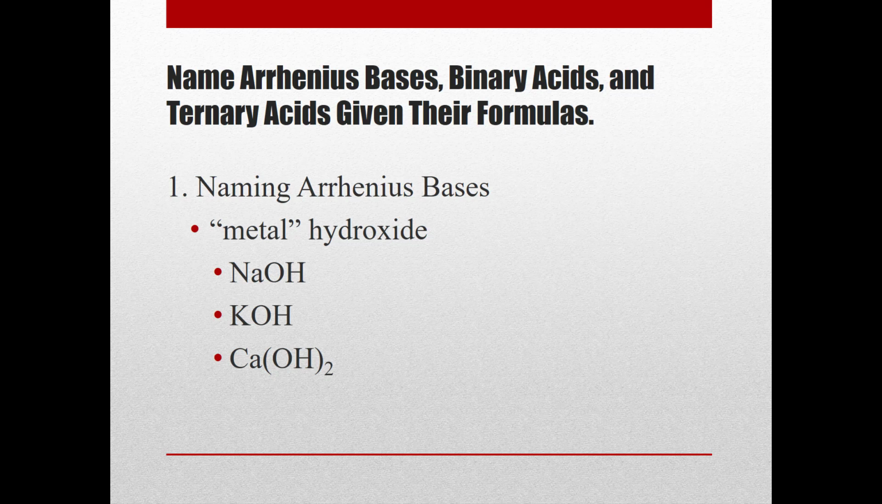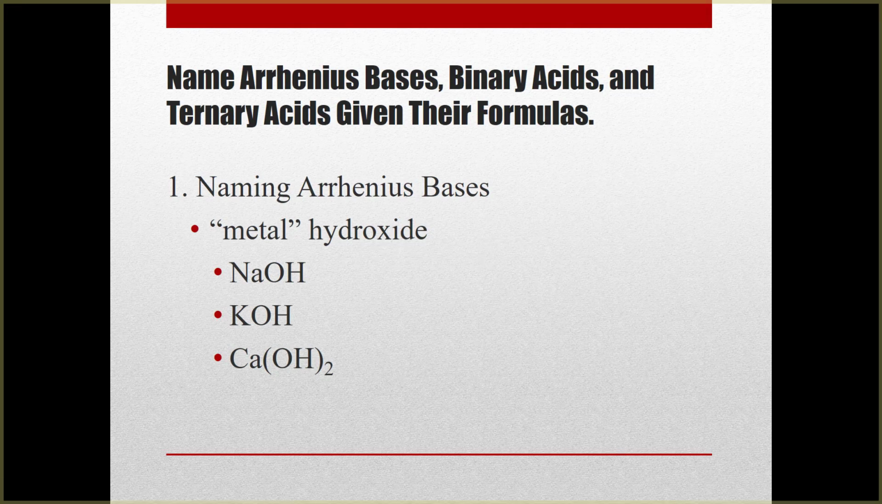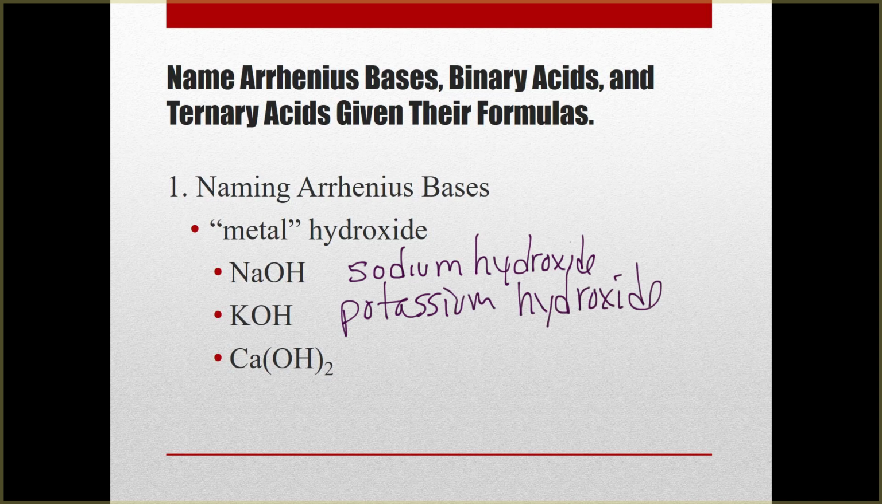Bases are salts, and we know that when we name a salt, we name the metal, and then we name the anion or the polyatomic ion. Hydroxide is a polyatomic ion, OH minus, and so all we do is name the metal, and then we tack on the name hydroxide. So this very first one, NaOH, would be sodium hydroxide. The next one is potassium hydroxide. And last but not least, this is calcium hydroxide.